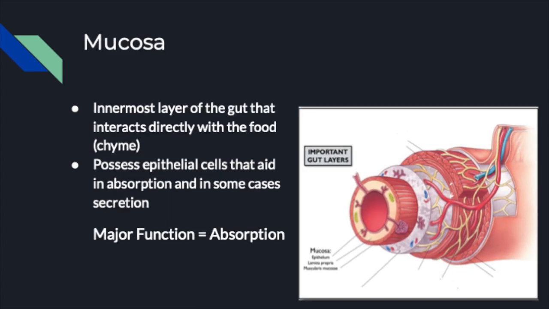The mucosal layer is the innermost layer of the gut, and it interacts directly with the food or chyme. It possesses epithelial cells that aid in absorption and in some cases even secretion. However, as stated previously in lab, I believe that approximately 90% of these epithelial cells are absorptive cells, so the major function of this layer is absorption of nutrients.